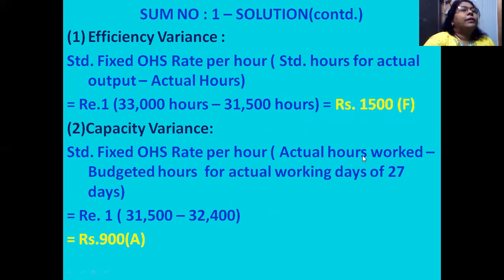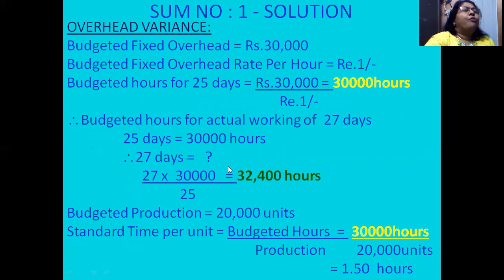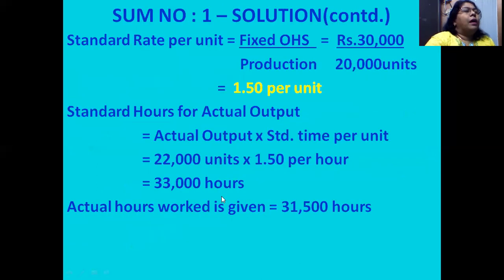Next, I calculated the capacity variance. What is the formula for calculating capacity variance? Standard fixed overheads rate per hour multiplied by the actual hours worked minus budgeted hours for actual working days of 27. Why I specifically mentioned 27 days is because it was given in the problem. So the standard fixed overheads rate per hour, we know very well, is rupee 1. Actual hours worked is 31,500. For 27 days we already calculated in the very first calculation 32,400 hours. That's what we substituted here.